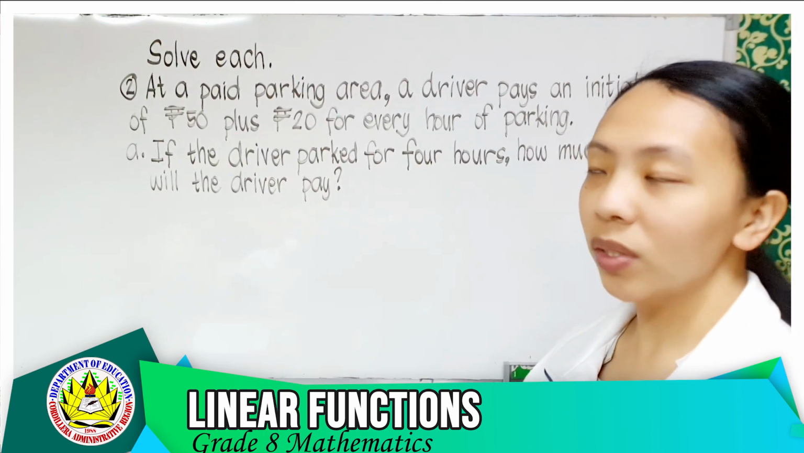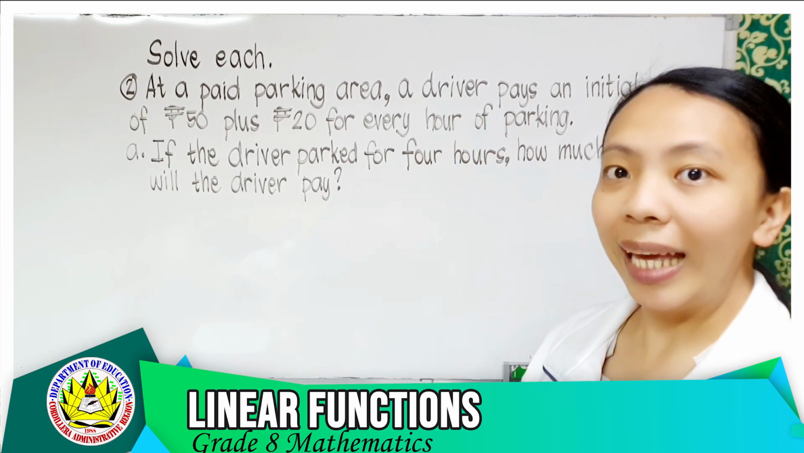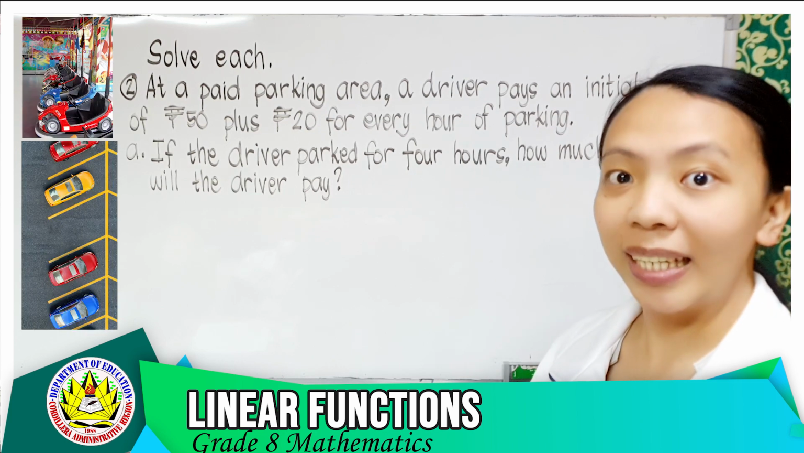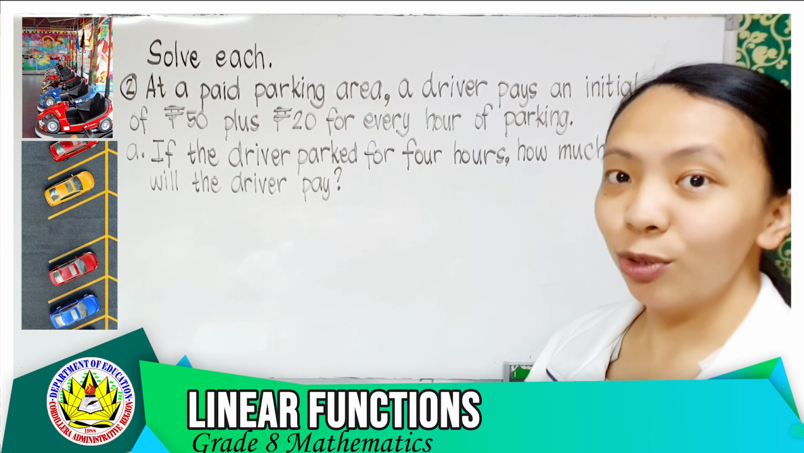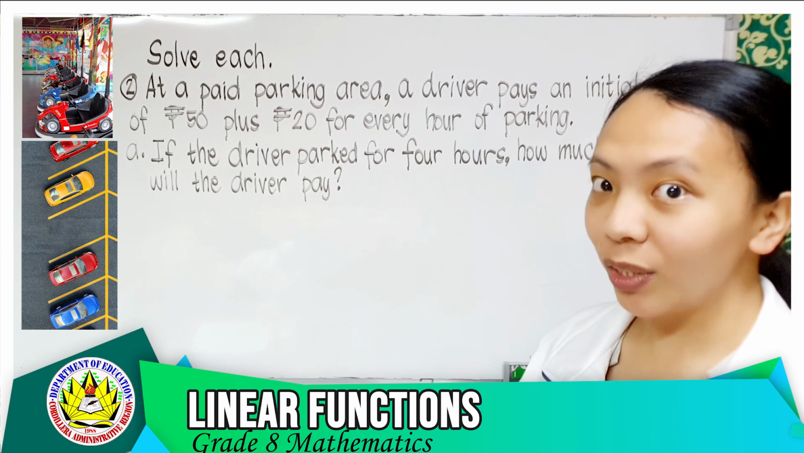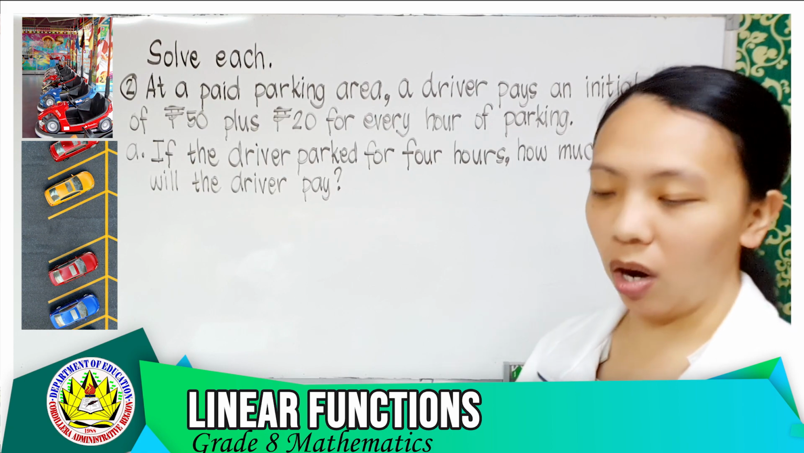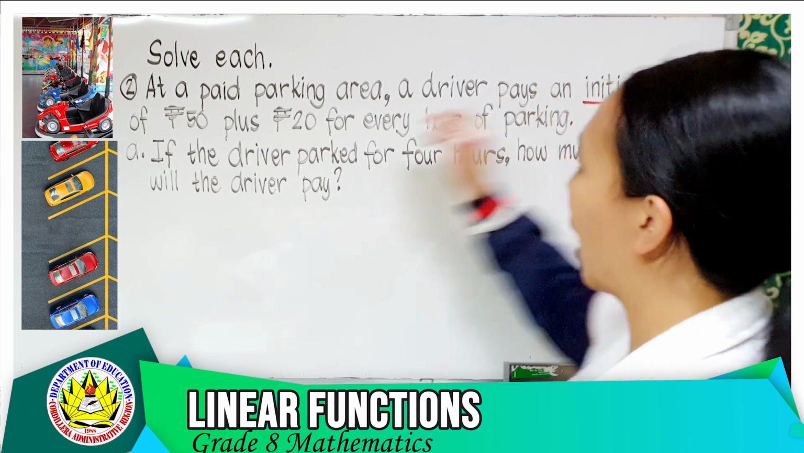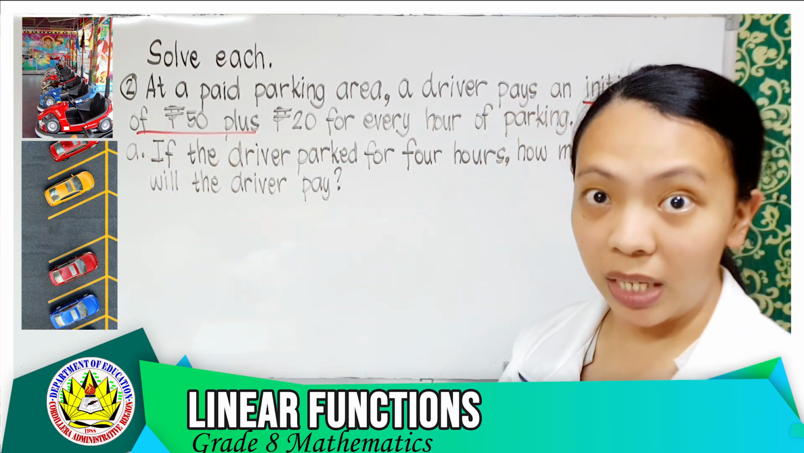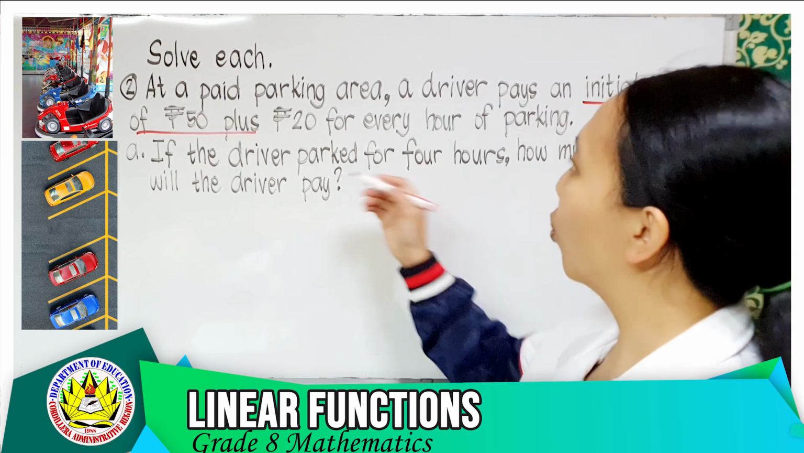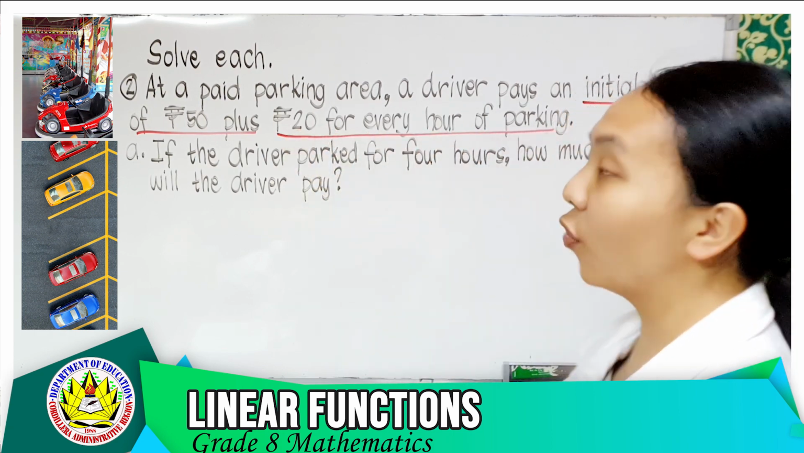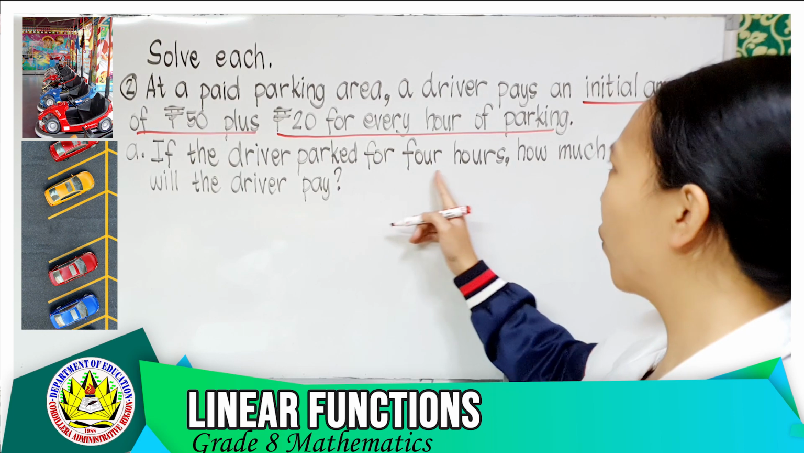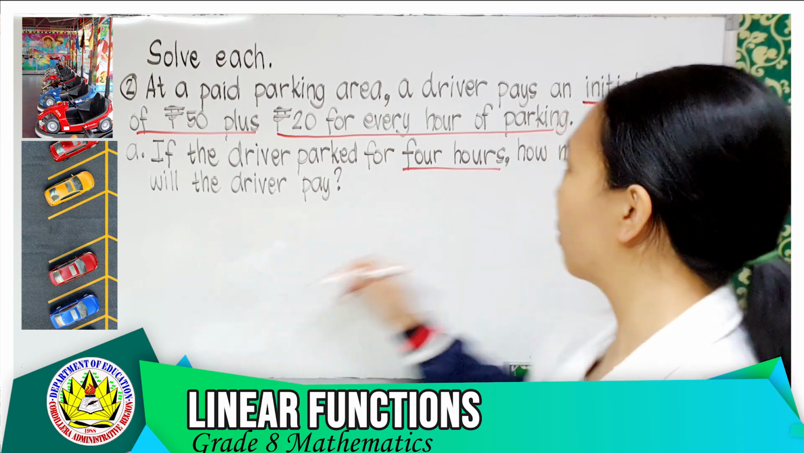Our first goal for this particular situation is to write the linear function representing it. So, we need again to find out what the unknown quantities are. We have an initial amount to be paid that is already known, and 20 pesos for every hour of parking. Next, letter A. The driver parked for 4 hours. How much will the driver pay?